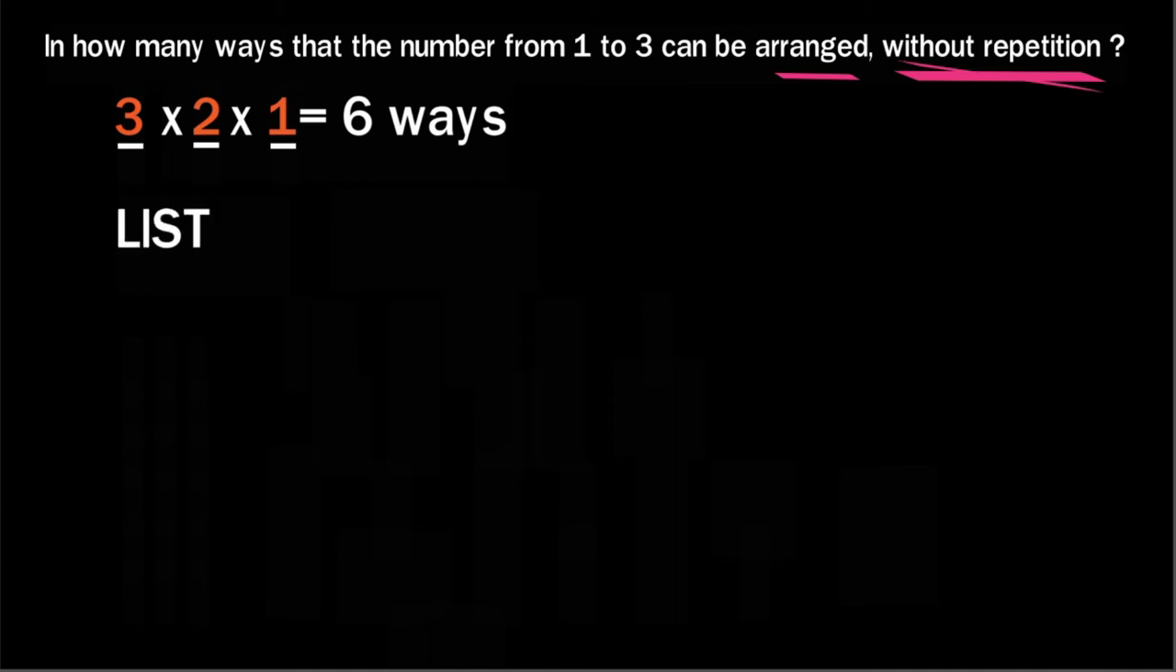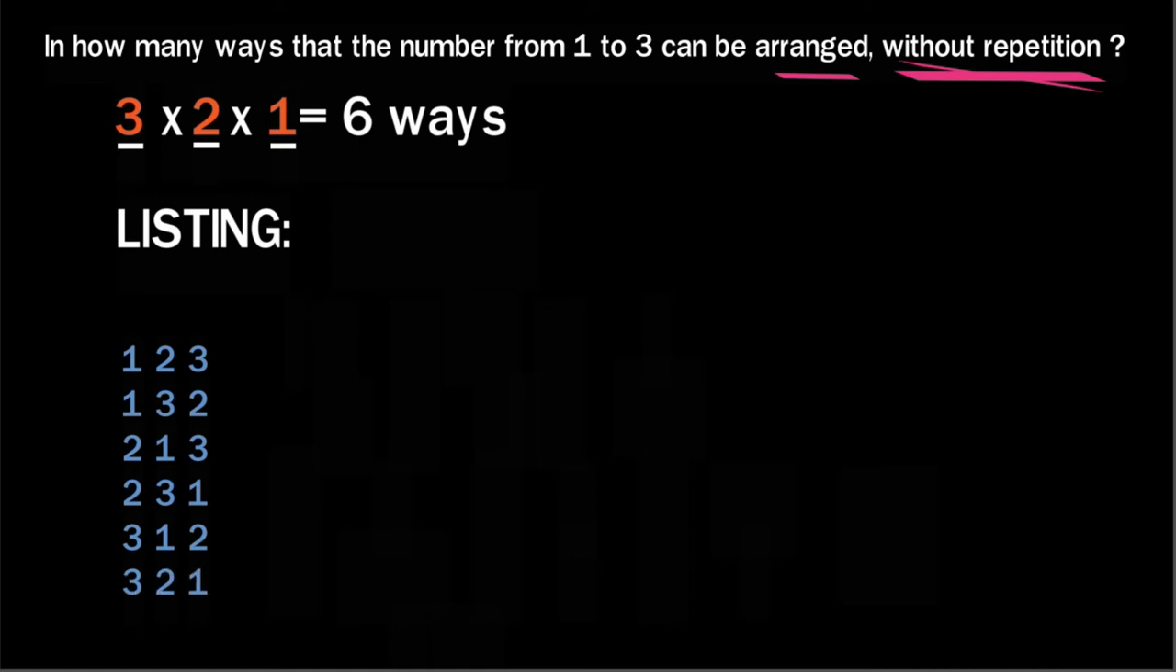Alternatively, you can use the listing method. For instance, let's say we use the listing method here. We start with 1, 2, 3. Since it's without repetition, we cannot repeat the numbers. So 1, 3, 2, 2, 1, 3, 2, 3, 1, 3, 1, 2, and 3, 2, 1. So there are 6 possible ways that you can arrange 3 digits uniquely.